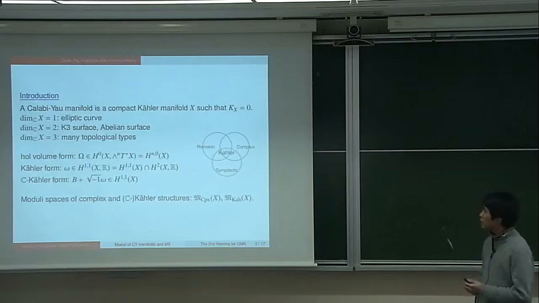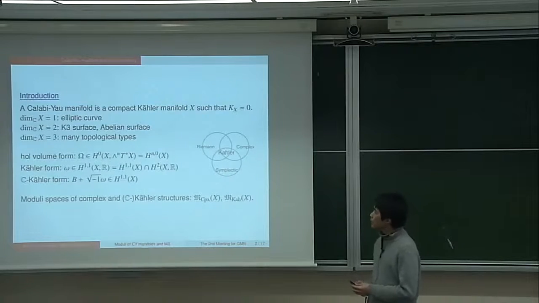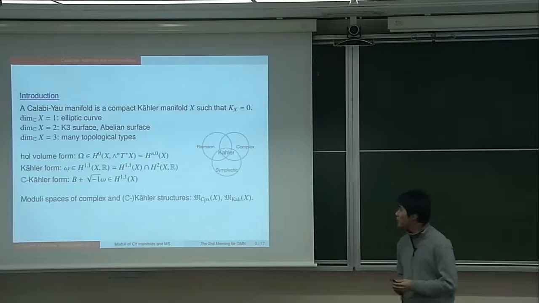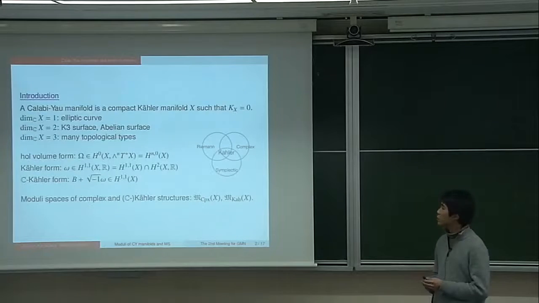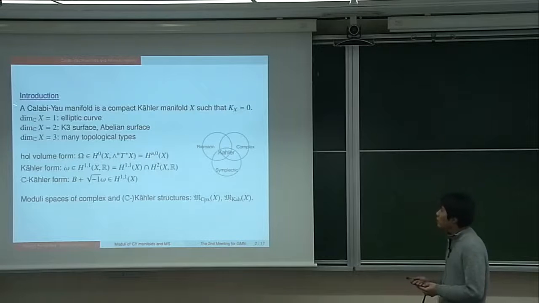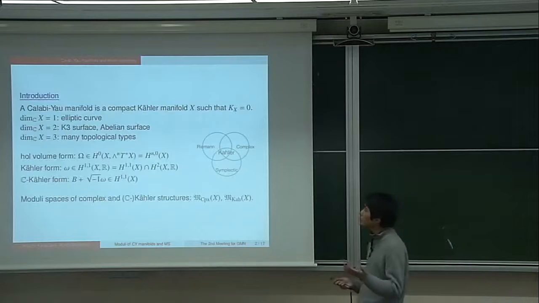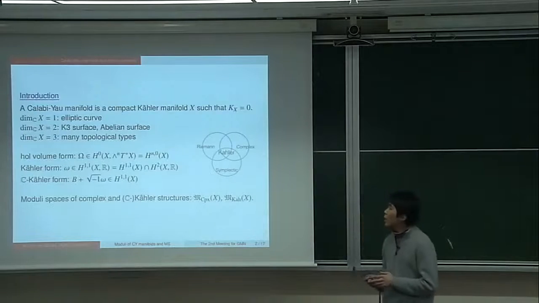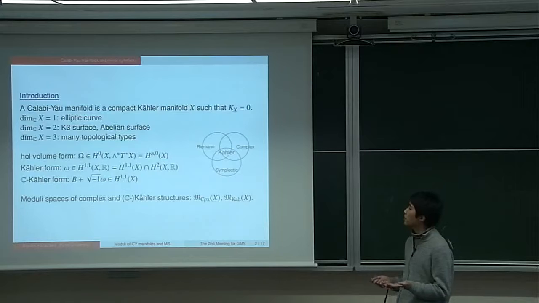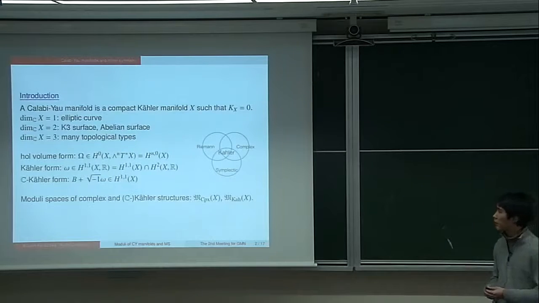As Professor Tian already talked about, a Calabi-Yau manifold is a compact Kähler manifold such that the canonical bundle is trivial. Equivalently, this is a Ricci flat Kähler manifold by the famous Yau's theorem. In dimension 1, it's just an elliptic curve. In dimension 2, it's K3 surfaces and abelian surfaces. In higher dimension, there are many topological types. So it's basically a generalization of an elliptic curve.